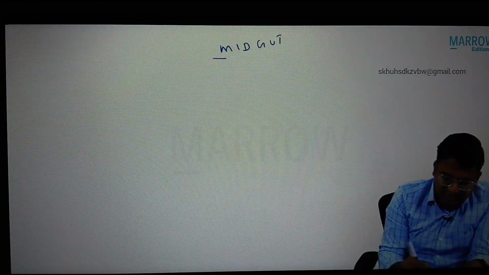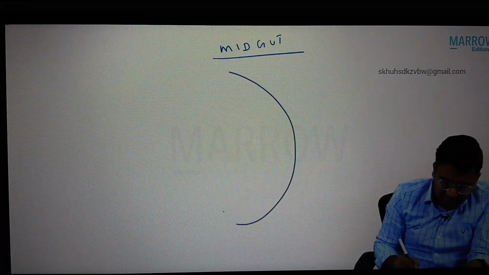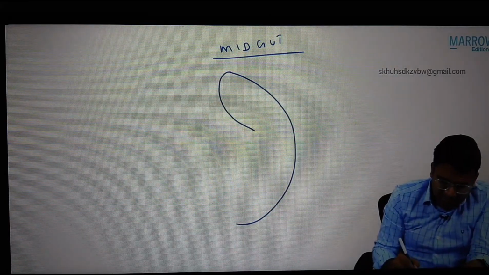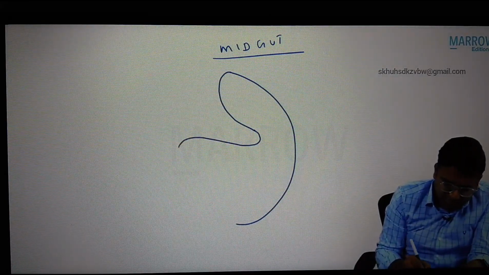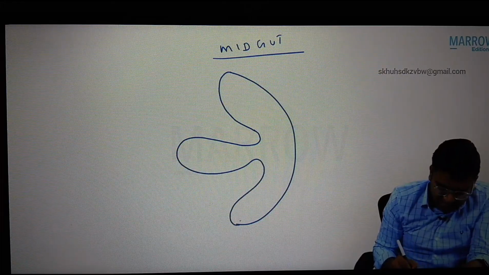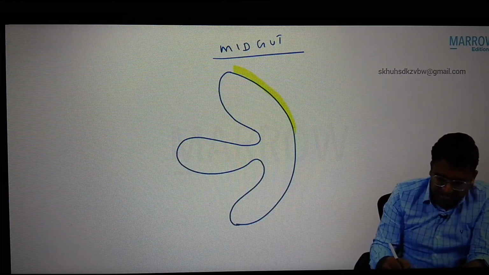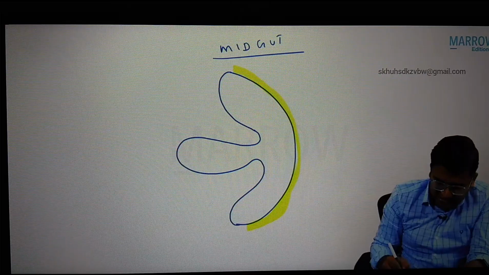Now we're going to start the discussion about the development of the midgut. So again, this is the gut tube. This is the foregut tube, the midgut tube. This is the hindgut tube. The primitive dorsal mesentery is on the back side.